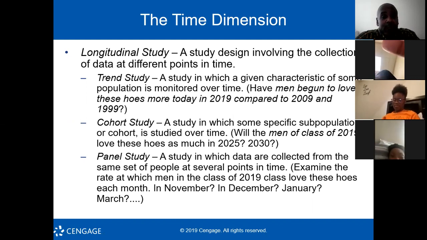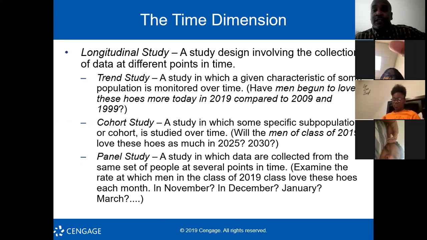A trend study is a study in which a given characteristic of some population is monitored over time. So there are different social phenomena that we might want to look at, like, are things so different now in 2020 than they were in 2010 and in the year 2000? In this case, she might begin with the class of 1999 and conduct research to try and find out if these men love these hoes. She may come back to Allen in 2009 and go through this research again and see if she's found anything different. And then we'll study in 2019.